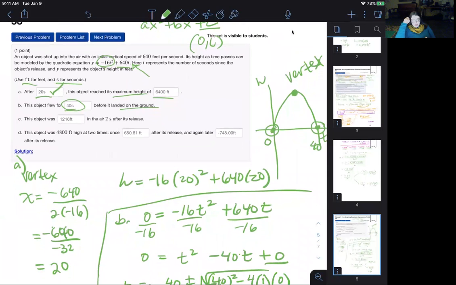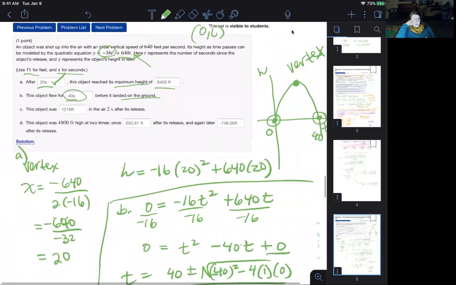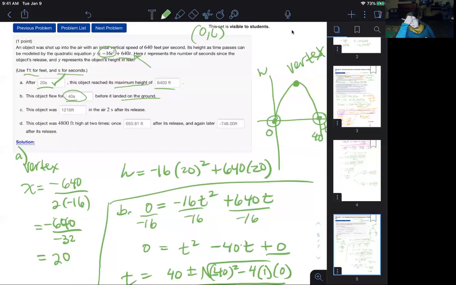blank, how many feet in the air after 2 seconds after release. So if we go ahead and plug in 2, and I think that this is actually the right answer, but again, if we put that in Desmos, that would make it really easy, or you can just plug 2 in. So I have negative 16 times 2 times 2, which is 4, plus 640 times 4, and actually, wait a second. Oh no. I meant to put in 2.